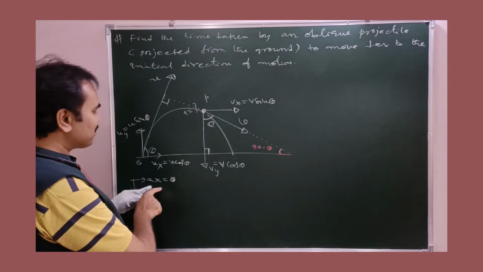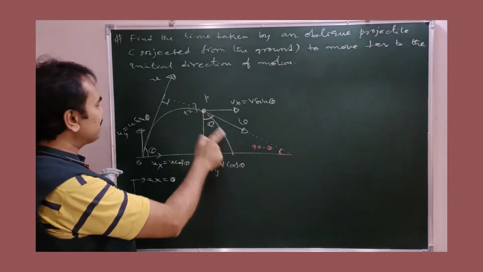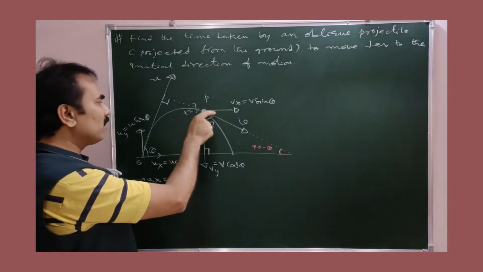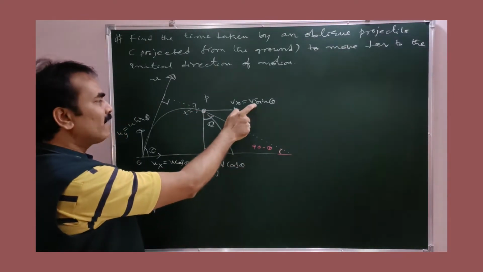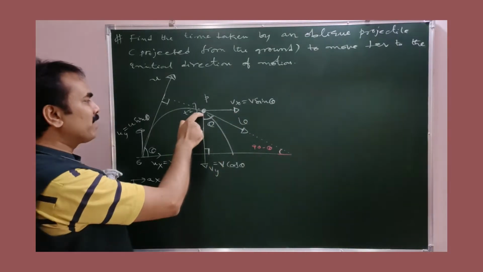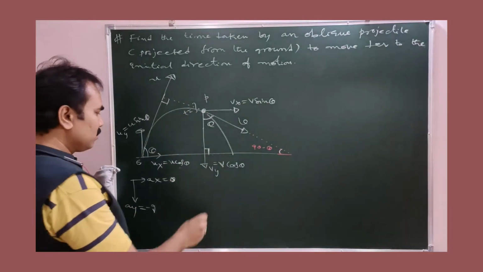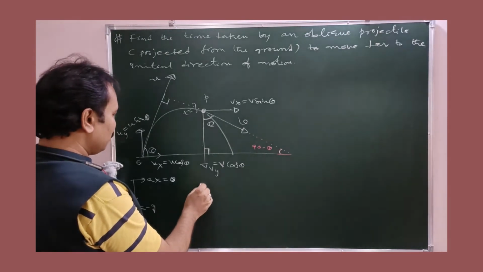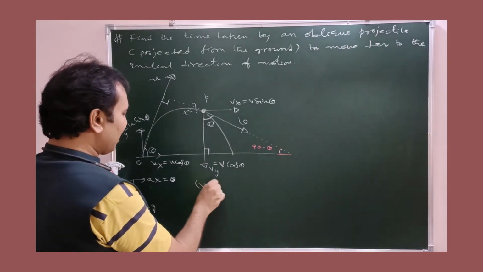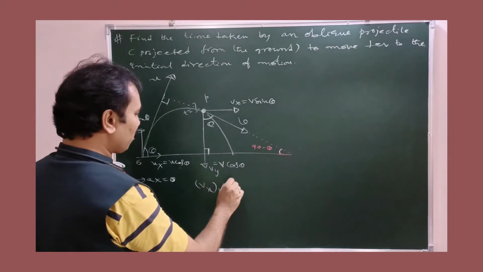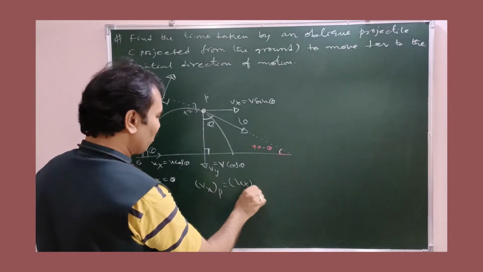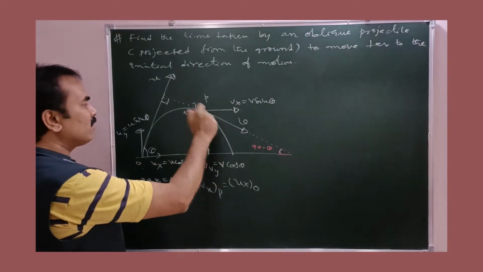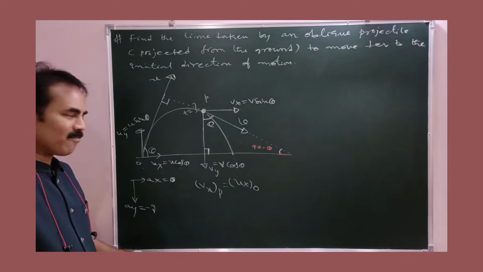As there is no acceleration along the horizontal, the horizontal component remains the same throughout the motion. Here what is the horizontal component? U cos theta. Here also it must be U cos theta. See, here V sin theta must be equal to U cos theta. Why? Because there is no force along the horizontal. So Vx at P must be equal to Ux at O. Why? Because the horizontal component remains the same.